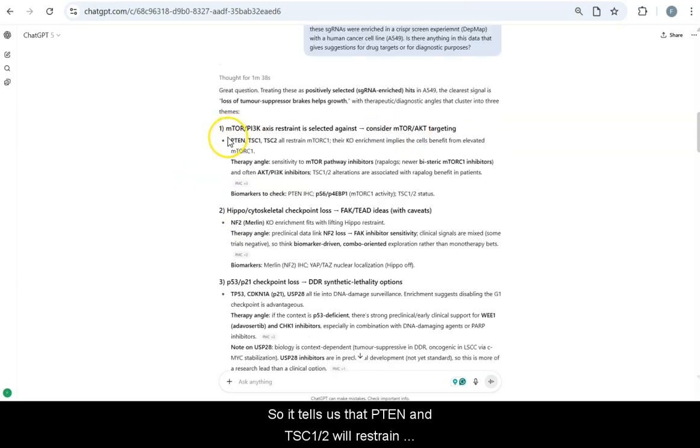So it tells us that PTEN, TSC1 and 2 all restrain mTORC1. So their knockout enrichment implies that cells benefit from elevated mTORC1. The therapy angle here is that they should be sensitive to mTOR pathway inhibitors, so rapalogs or other versions, and AKT and PI3K inhibitors are also suggested here. And then it suggests some biomarkers that one can look at to see if these pathways are modified.